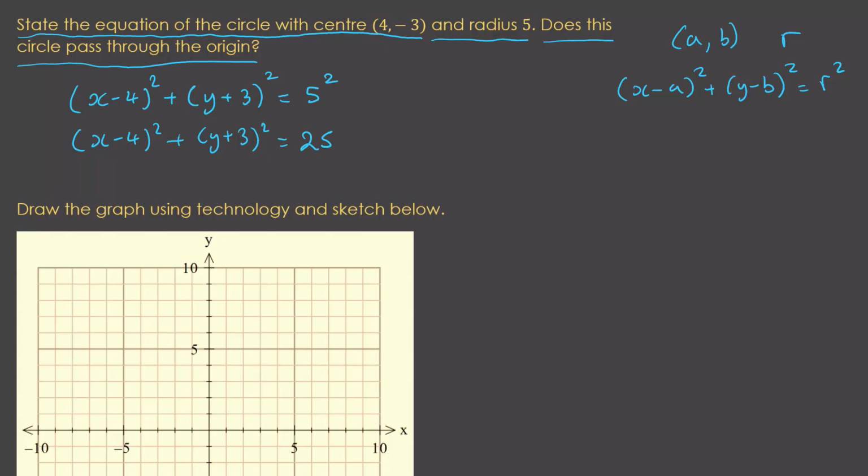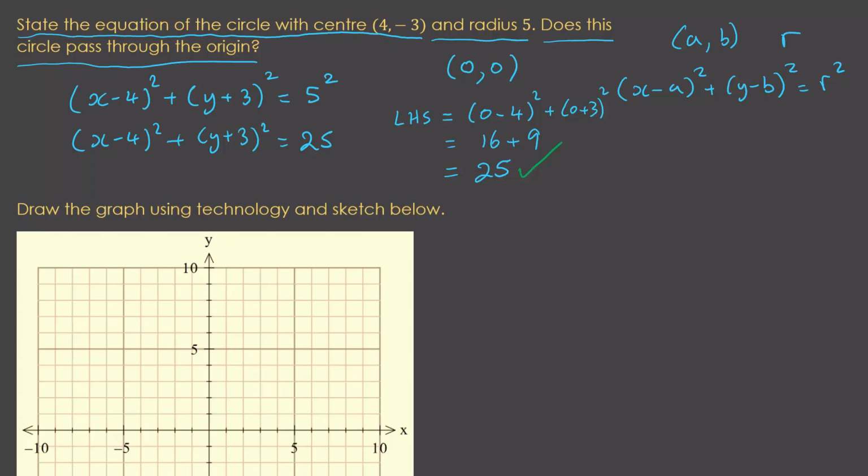Now, does it pass through the origin? Well, in the same way that we can check if points are on a line, we can check if points are on any curve. The origin is 0, 0. So if we substitute x is 0 and y equals 0 into the left-hand side of this equation, we get (0 - 4) squared plus (0 + 3) squared, which is 16 plus 9, which is 25.